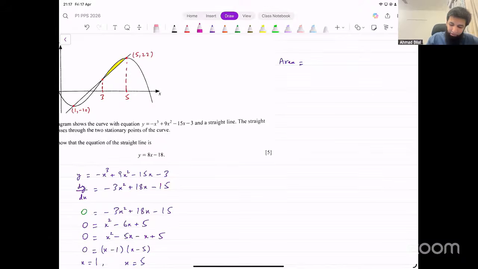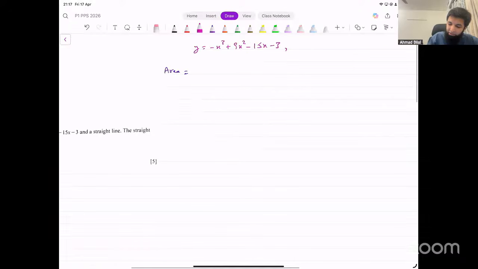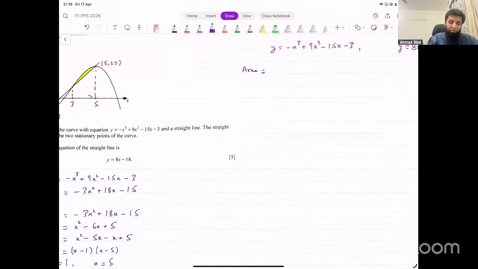The curve has equation y equal to minus x cubed plus 9x squared minus 15x minus 3, and the line has equation 8x minus 18. Now, one idea could be you could integrate both of them, input limits 3 to 5, and find their difference, and that will work. But since both of them have the same limits, in such problems, we can also make it slightly more efficient. Only do it if you're sure that you're doing it right.